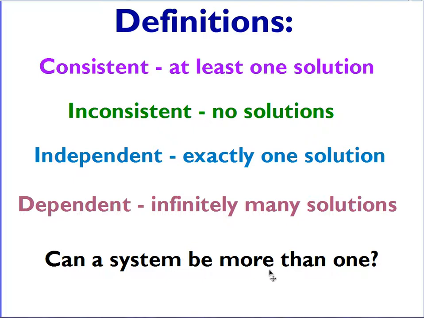Systems can fall into more than one category. If we have a system with infinitely many solutions, it can be dependent and consistent. If I have one solution, it can be independent and consistent. So, like I said, these are just words that you will hear in the future. You need to know what they refer to.